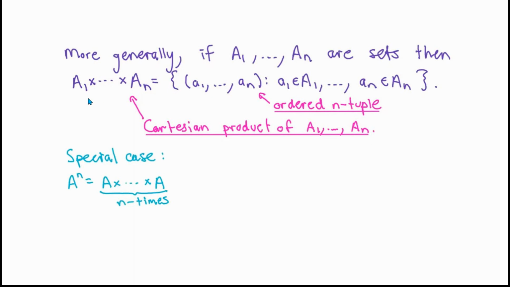A special case of this definition is when all of the sets are equal to some set A, and in that case we often denote the Cartesian product of n copies of A by A^n, and we refer to this set as the collection of ordered n-tuples of elements of A.